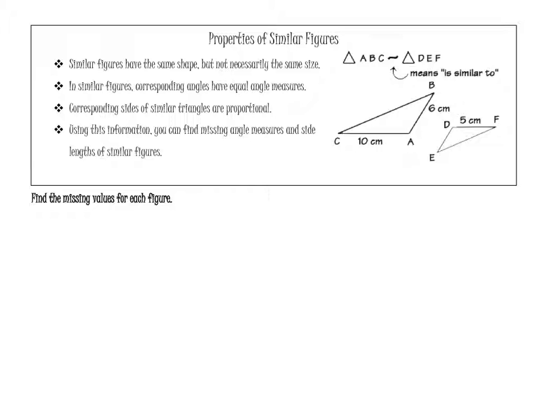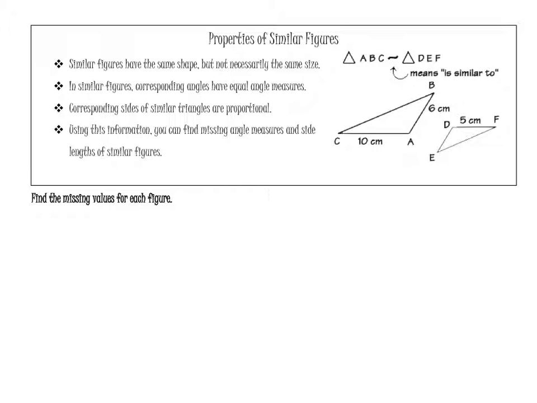So similar figures don't necessarily have to be triangles. They could be quadrilaterals. They could be circles, I suppose. I guess all circles are similar. They could be rectangles. They could be stars. They could have as many sides or points as they want. But they have the same shape, but not necessarily the same size.